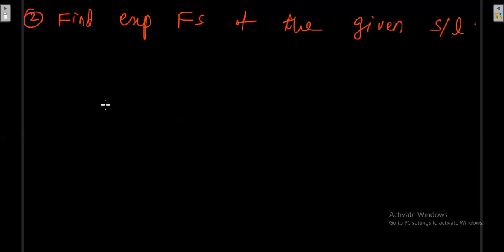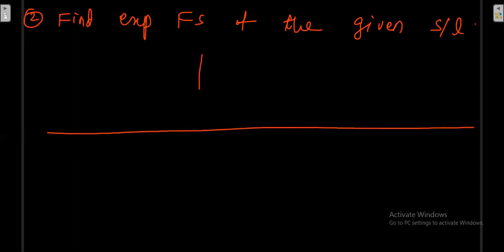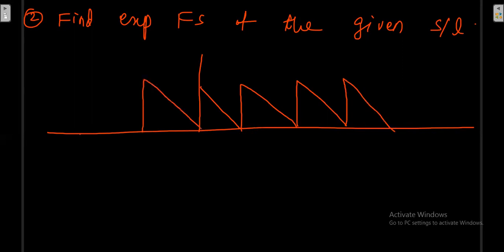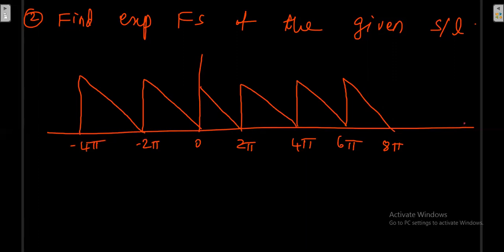of a triangular sawtooth waveform signal. Find the exponential Fourier series of the given signal. Okay, so they given the sawtooth waveform. This is from 0 to 2 pi, 2 pi to 4 pi, 6 pi, 8 pi, minus 2 pi, minus 4 pi. Again, this is t. This is x of t.